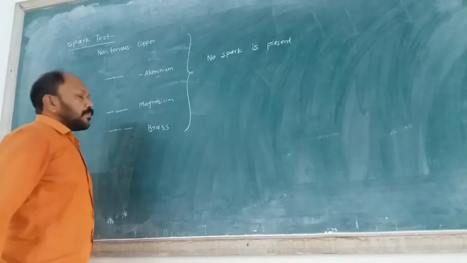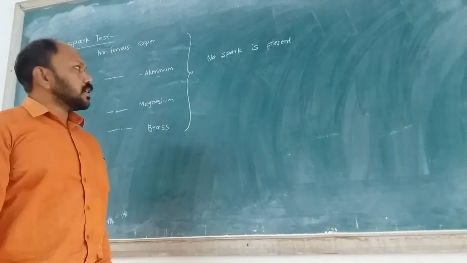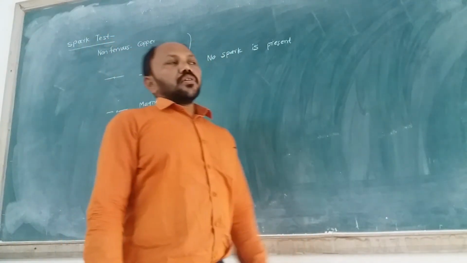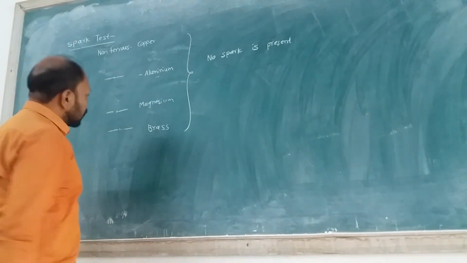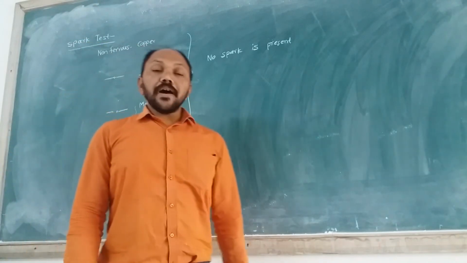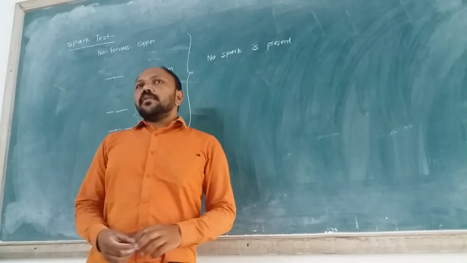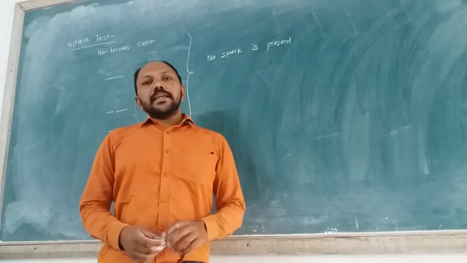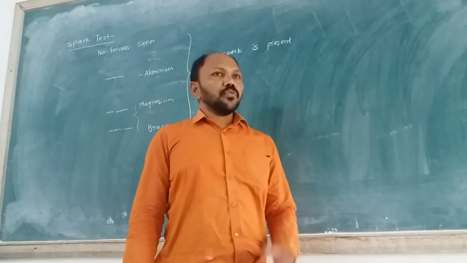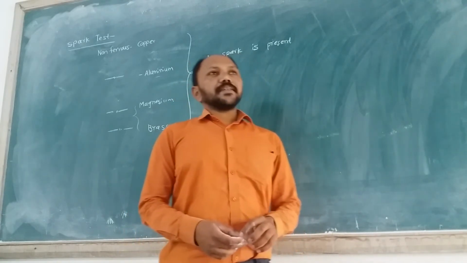If we take the example of aluminium, if we take any aluminium sheet and touch that with the grinder, then it is also not able to show you sparks. Okay, so no spark condition is there. Similarly, in case of magnesium and brass also, the sparks are not present. Okay, so in this way we infer that in case of non-ferrous materials, sparks are mostly absent, and in case of ferrous materials, sparks are present.